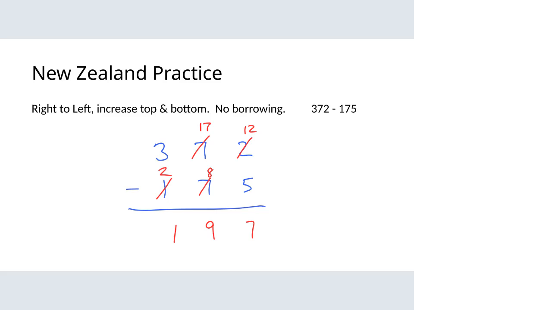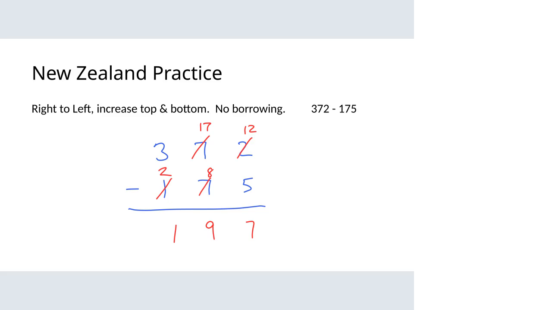So with the New Zealand method, and I think this is the hardest one to wrap our head around because we're so used to borrowing something. But in this one, all we do is make that one bigger, make this one bigger to go along with it. Make that one bigger, make this one bigger to go along with it. So I think this is the most strange of the alternative algorithms we've looked at.